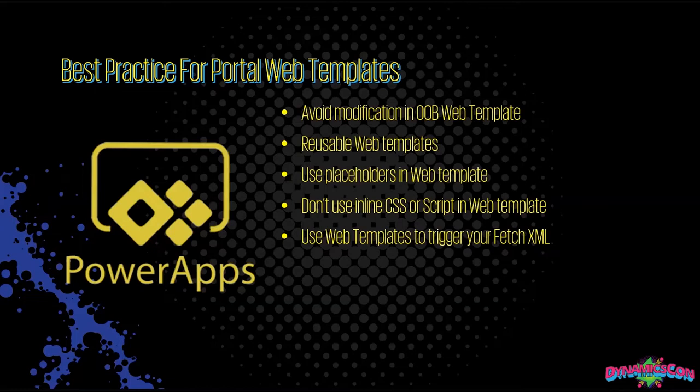So please note, always store the configuration values in the site settings, for example, web API URL, client ID, and the secret key, etc. Try to avoid inline CSS and JavaScript in the web template code. It will definitely hurt performance, or have the reverse impact. Use the web template to trigger your fetch XML on demand. So you could also leverage this functionality from there.